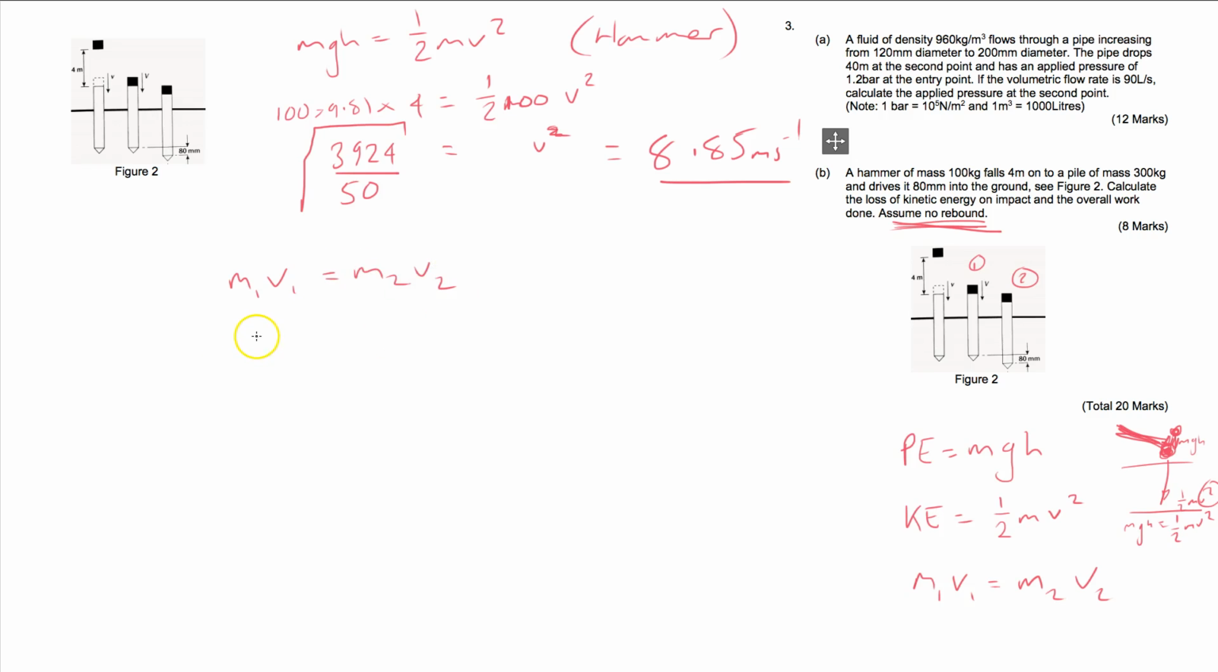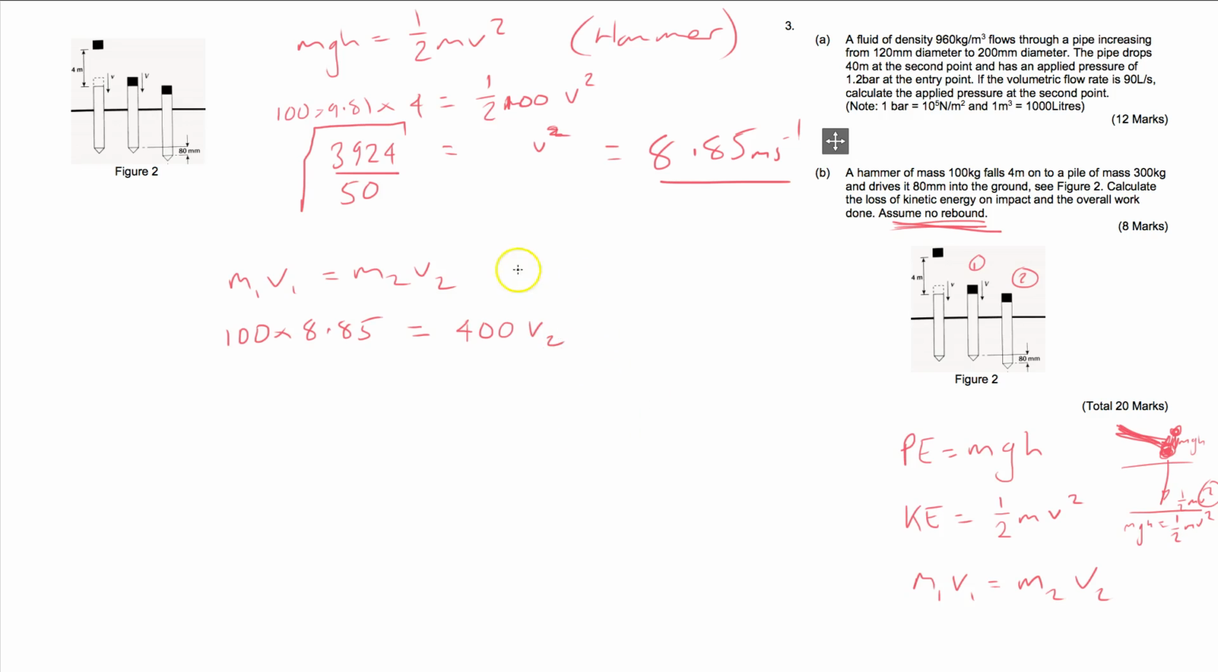So the mass of the hammer in the first place was 100 and it was travelling at a velocity of 8.85 meters per second. And this is where it takes a little bit of concentration. Like the Mini and the truck, how they stick together as they move along, the same has happened here. The hammer has impacted this peg, they've stuck together and moved down as one. So the mass is effectively the 100 kilos of the hammer plus the 300 kilos of the post. So that'll be 400 V2.